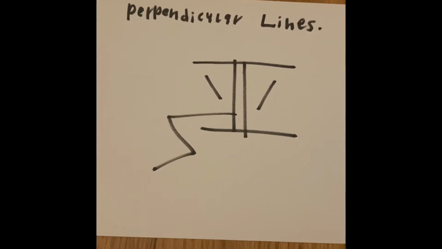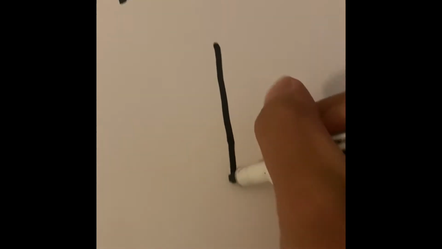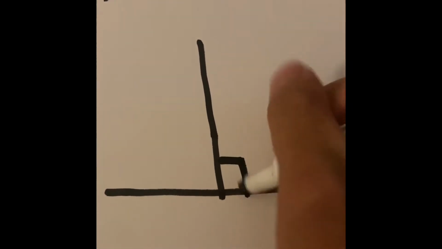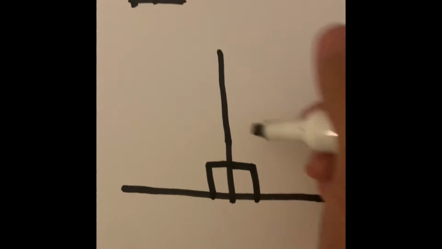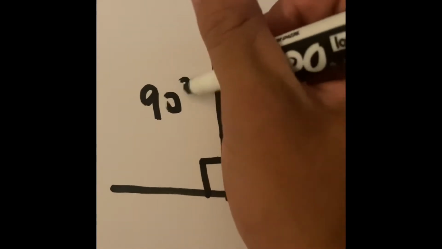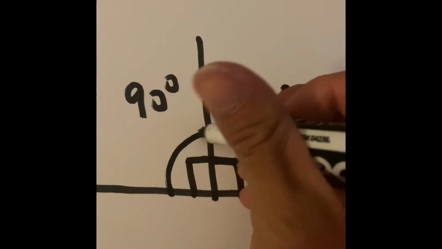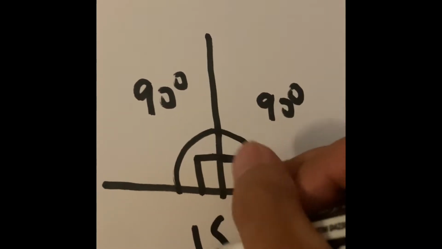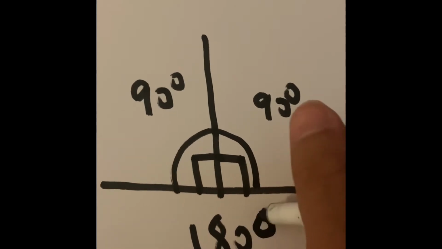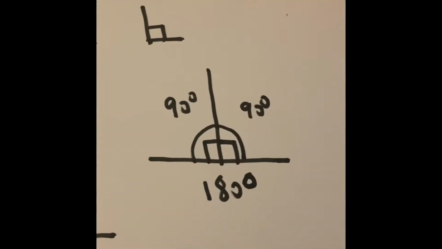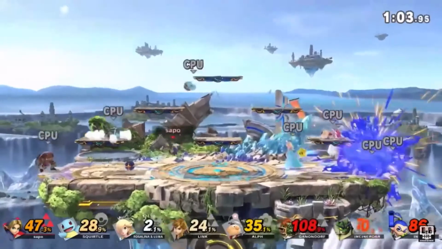Well, perpendicular lines have to do with right angles. It means that there are 90-degree lines that look like this, side by side. This side is 90 degrees, and this side is 90 degrees, and they both add up to 180 degrees. So that can be an example of perpendicular lines.